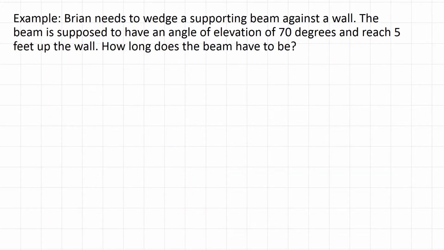Here's an example. Brian needs a wedge to support a beam against a wall, and the beam is supposed to have an angle of elevation of 70 degrees and reach 5 feet up the wall. In order to solve something like this, we need to know the length of the beam. It always helps to draw a picture.